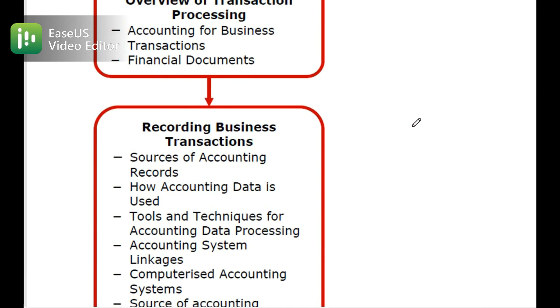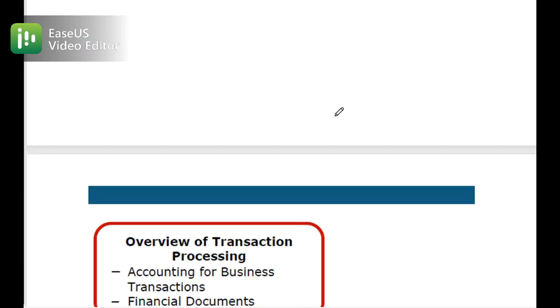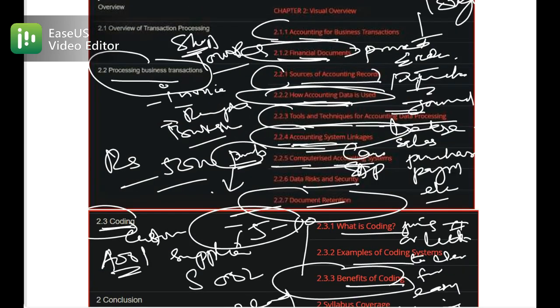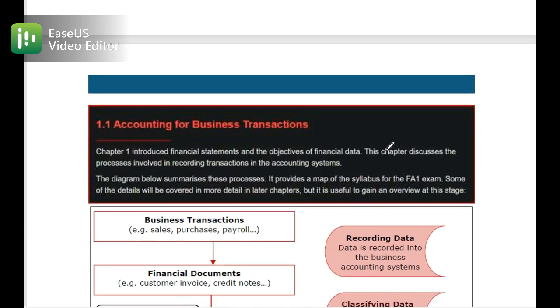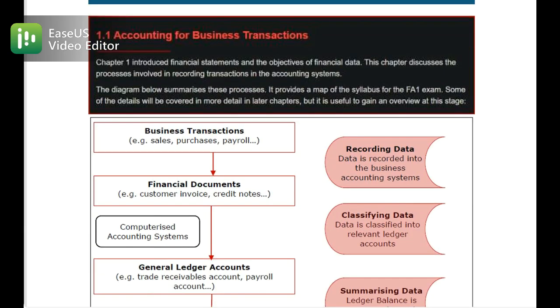So the syllabus coverage means that this chapter covers how transactions are recorded, processed, and secured, and it also explains coding and computerized systems that we have discussed, and we will discuss it later in great detail. Now let's move on. We have to discuss one topic from this, that's accounting for business transactions. We will discuss all these things step by step. That is, what is a business transaction, and we have discussed this earlier.